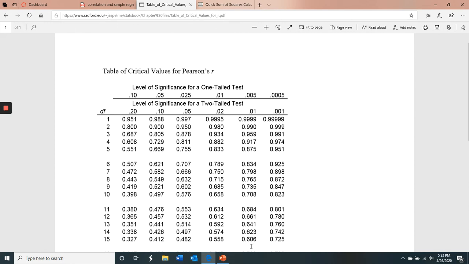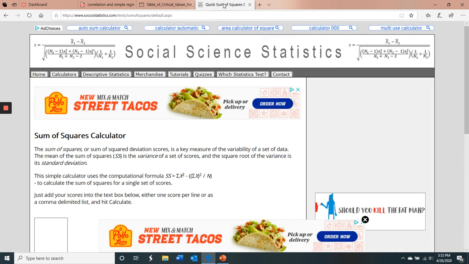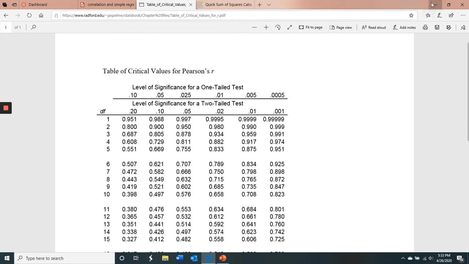Okay, so there's the table. And by the way, the sum of squares calculator is right there.